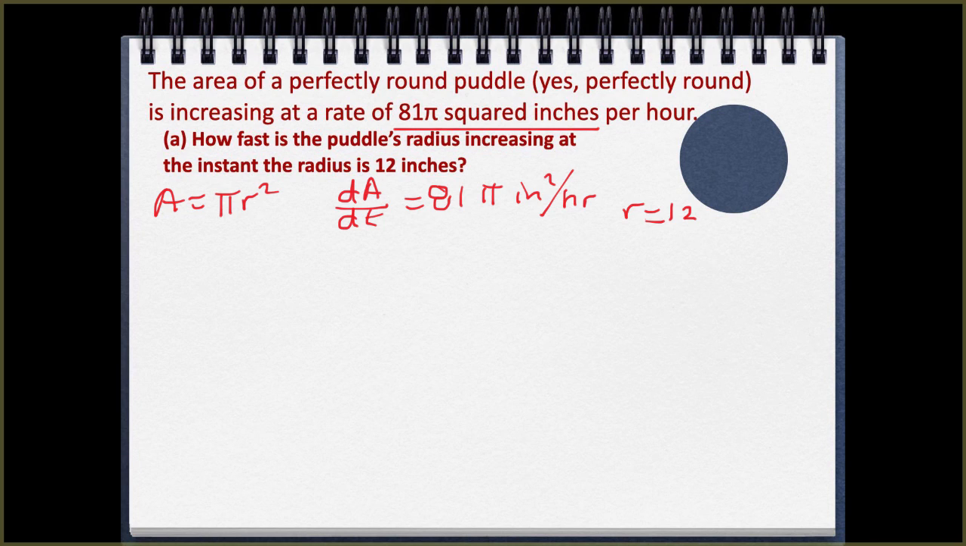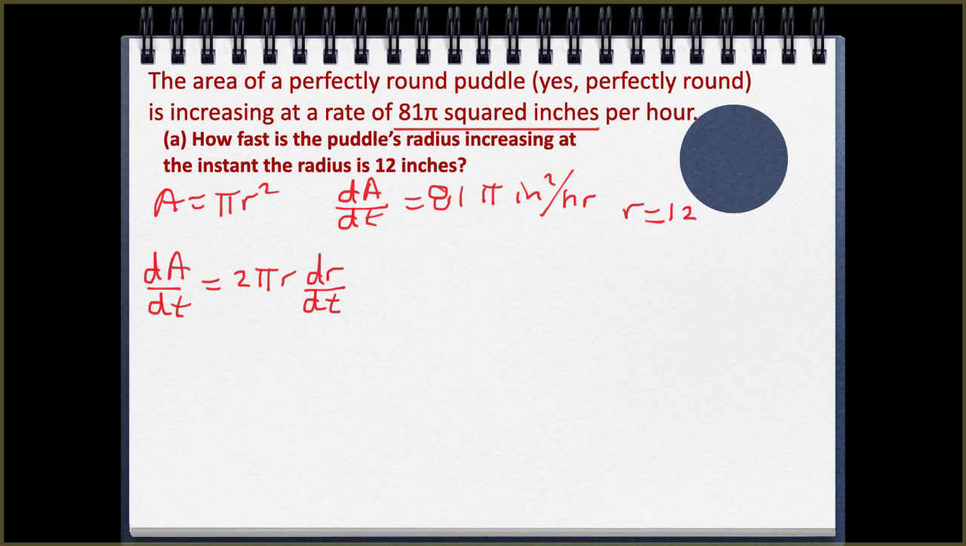So on this equation, we only have two variables. So all we have to do is take the derivative of the area function. And we do that implicitly with respect to time. So dA dt is 2 pi r dr dt. We have differentiated. We can now plug in what we know.